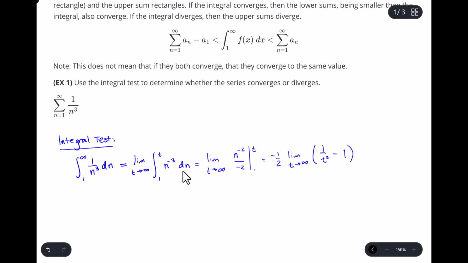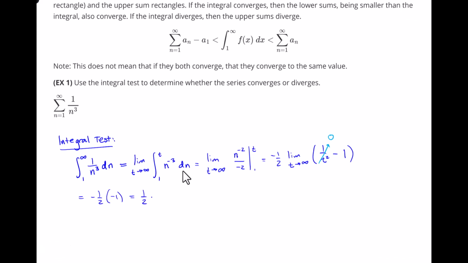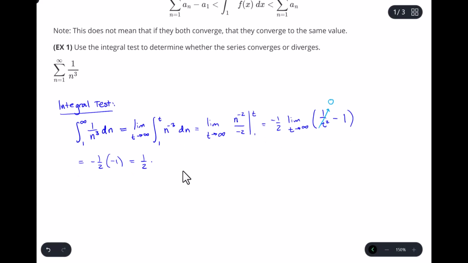All right, now, as we let t go to infinity, the value of this first fraction here will go to 0. So essentially, I have negative 1/2 times negative 1, which is positive 1/2. And that's a real number. So that tells me that the original series converges.